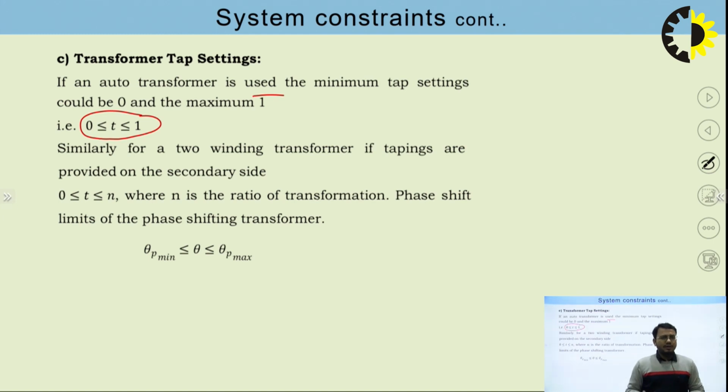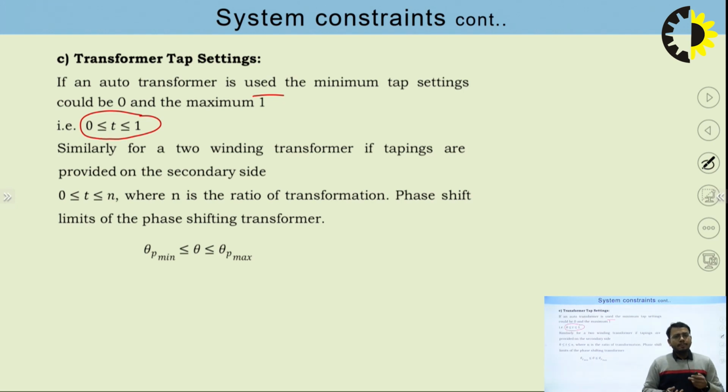So why 0 and 1? If we talk about a single winding, it is basically a percentage. If you are using the complete winding, the tap setting is 1, and if you are using 0 windings, then it is 0. Although if it is 0, it will be a 1:1 transformer.